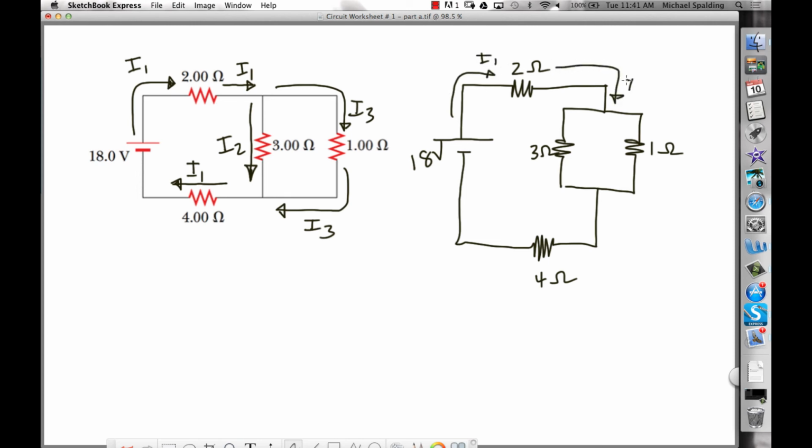I1 comes like this. There's I1. This current here we labeled I2. This current here is I3. They come back together again. You're back to I1. It's the same thing.